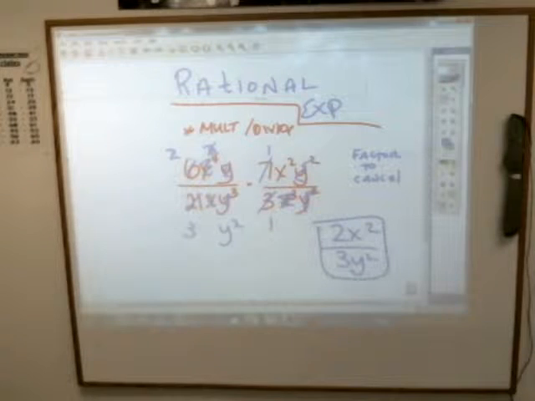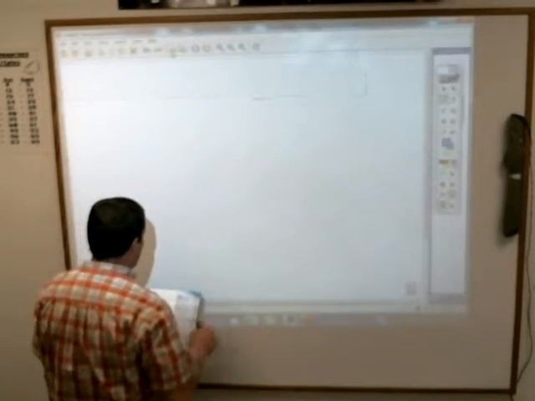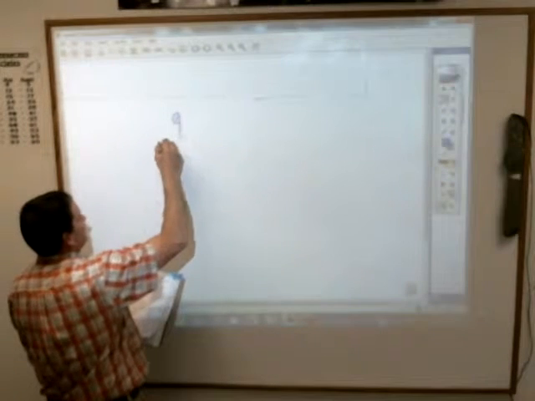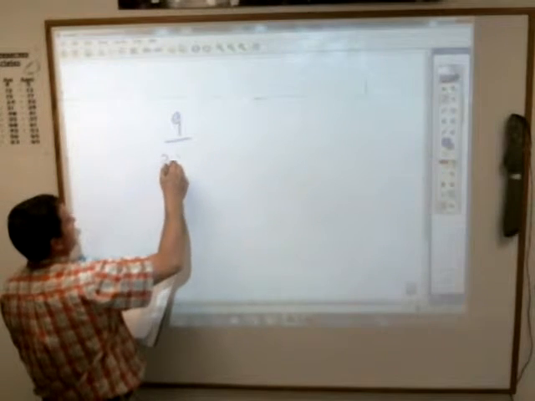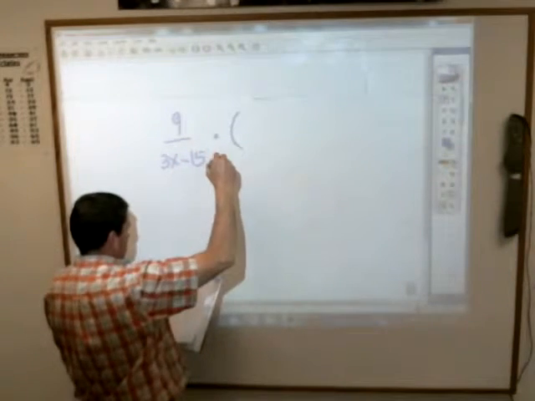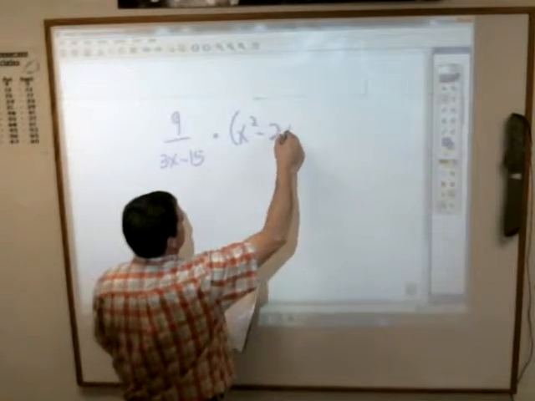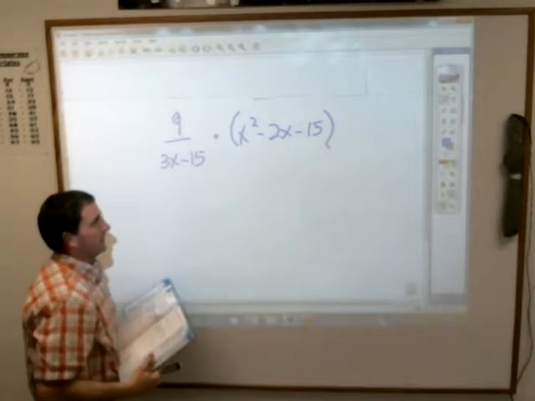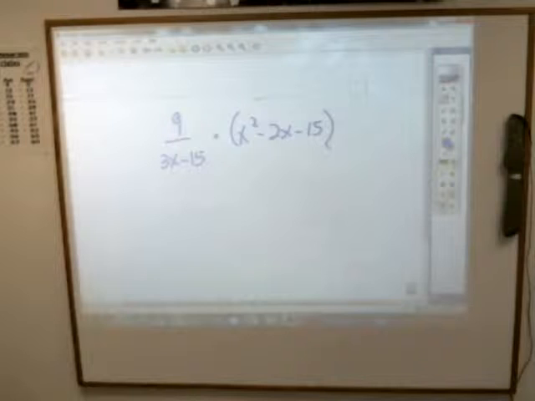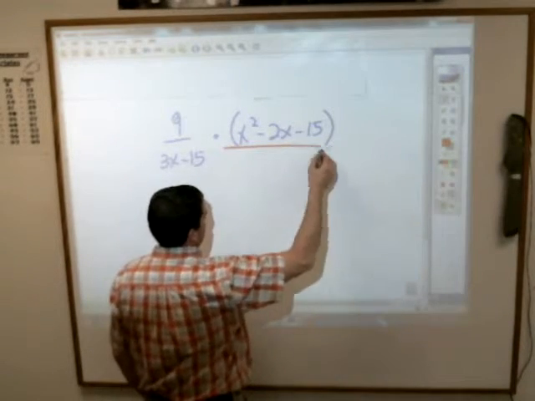Here's where they get a little more difficult. Check this one out. This is what separates the proverbial men from the boys, as they say in the mathematical world. 9 over 3x minus 15, times x squared minus 2x minus 15. Okay, here is where you have to understand. First of all, I'm going to make this a fraction by putting it over 1.